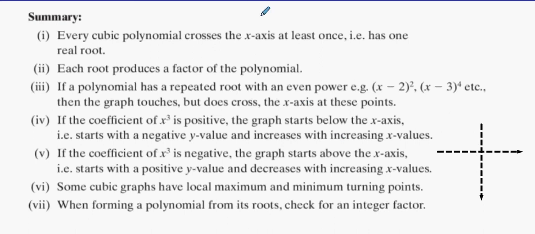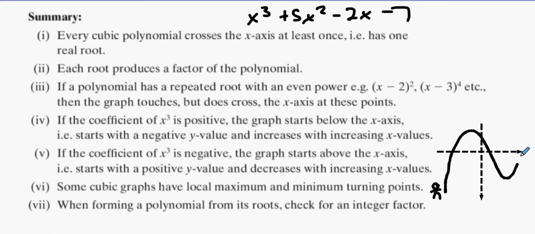If it starts off with, let's say, x cubed plus 5x squared minus 2x minus 7, something like that. If it has a positive x cubed value, what does that mean? Mario starts down here, and he goes up, down, and then back up again. Everybody cool with that? What happens if it's negative? As in minus x cubed minus 5x squared. I'll just do the complete negative here. What happens there?